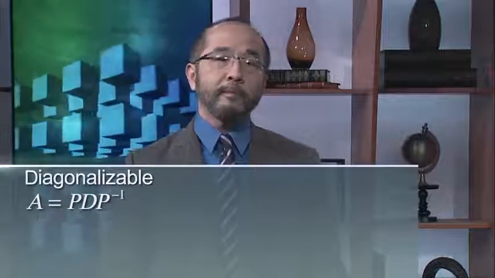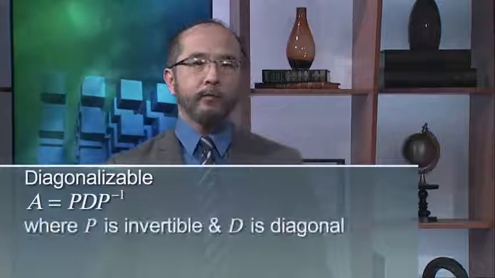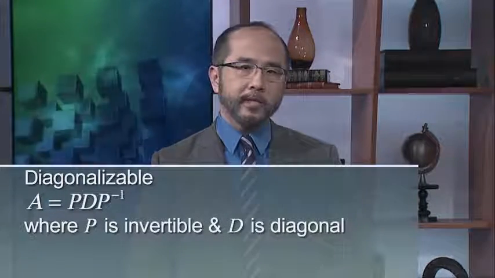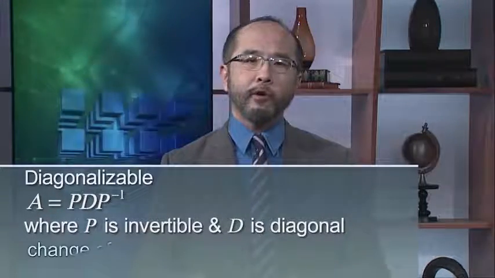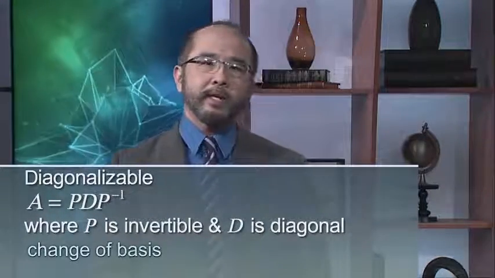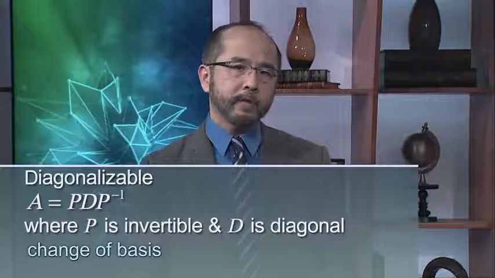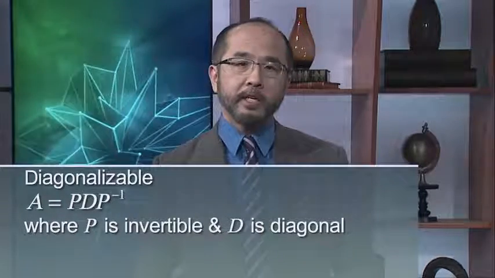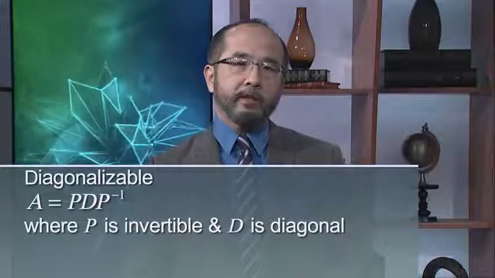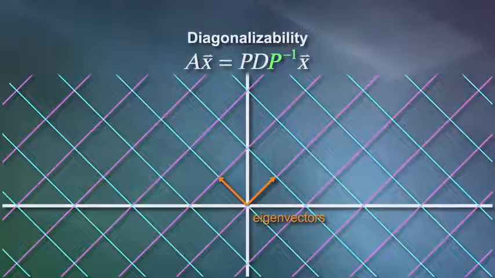Recall that if a square matrix is diagonalizable, that means it can be factored as A equals P D P inverse, where P is an invertible matrix and D is a diagonal matrix. You can think of multiplication by P as performing a change of basis that takes a linear combination of the standard basis into a linear combination of the columns of P. So if A factors as the product of P, D, and P inverse, then the transformation of multiplication by A can be done in 3 steps.